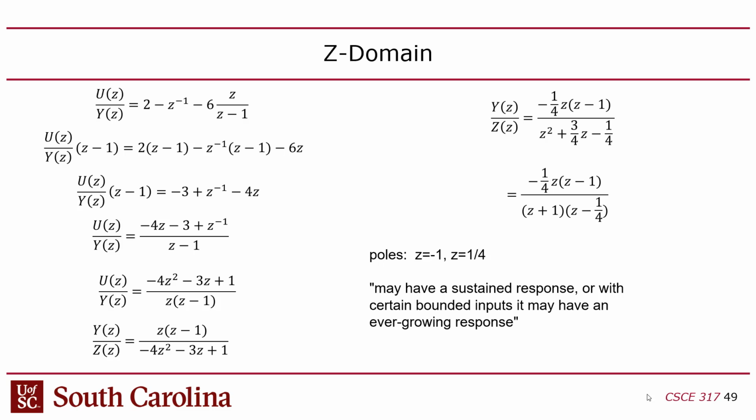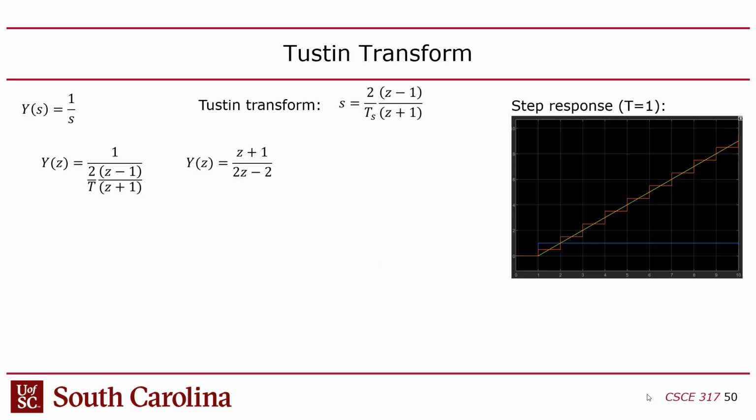If this were the S domain, that would definitely be an unstable system because of this 1/4. But in the Z domain, it's okay, because both of those are inside the unit circle. So it's stable. And by the way, it was also stable in the S domain, that one.